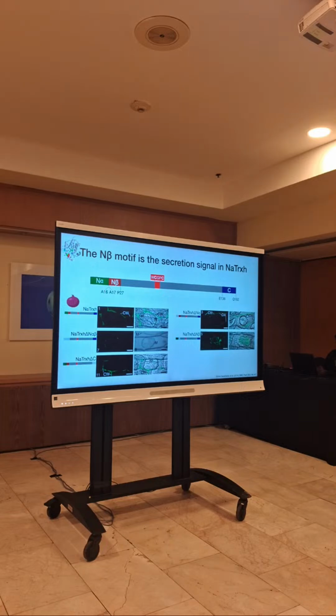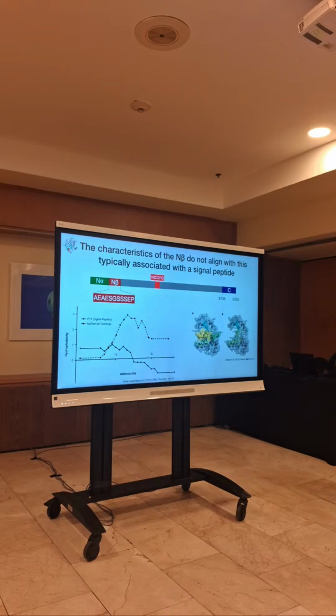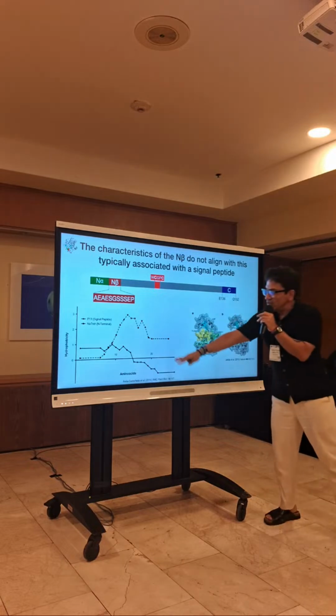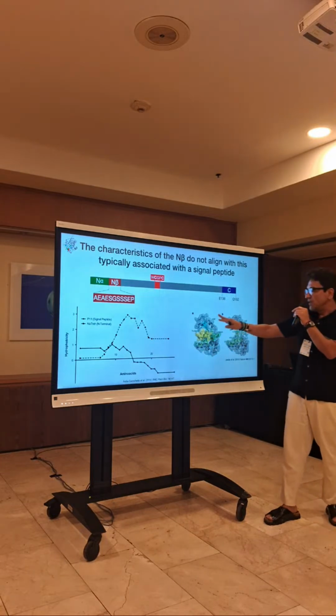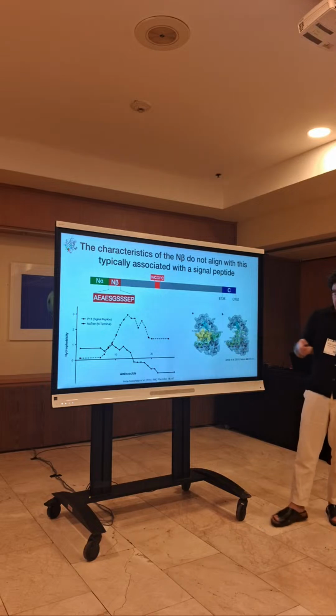When it is deleted, this 11 residue long motif is the one responsible for it. Interestingly, when we fuse that beta domain or beta motif, it is sufficient to lead secretion of GFP. So it is the responsible one. Analyzing this sequence, it was even more surprising and more weird, because it's quite hydrophilic, the opposite of what we would expect from a signal peptide. Signal peptides need to be hydrophobic to be recognized by SRP.